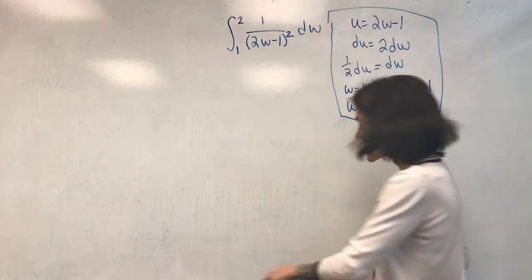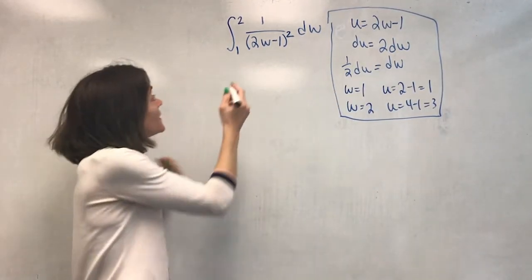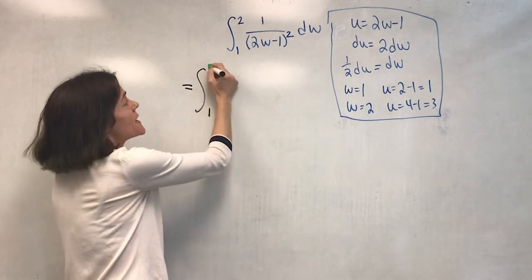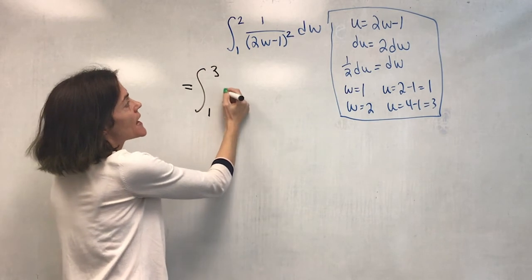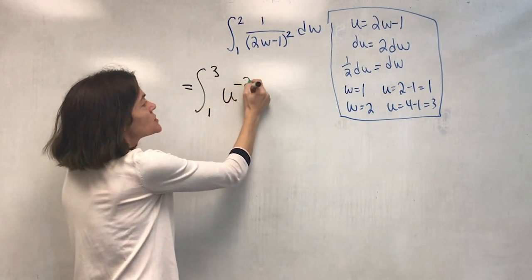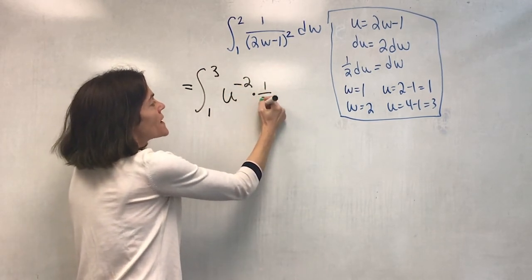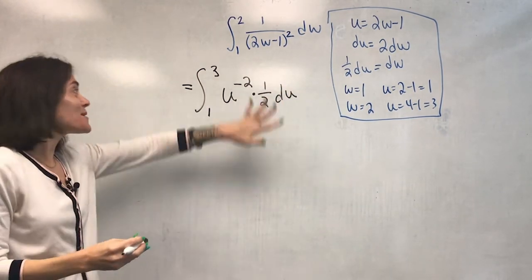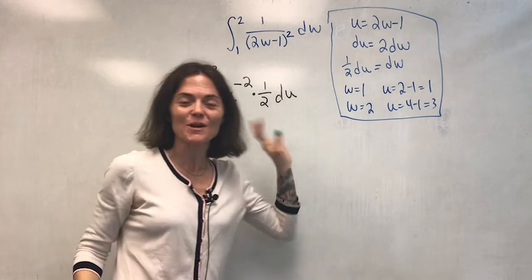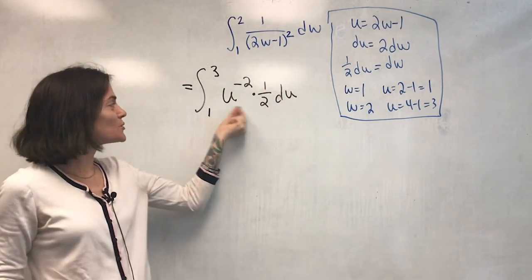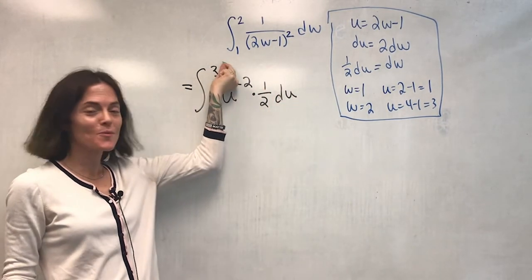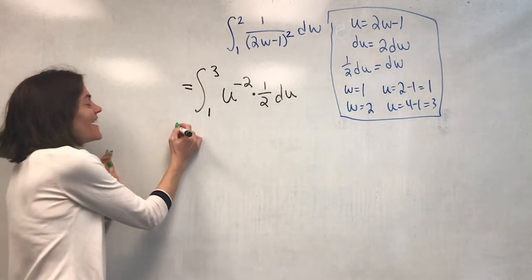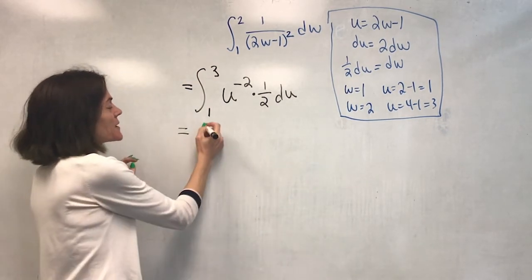This is all my work. Now, I have an integral. U goes from 1 to 3, and then I have a u to the minus 2 times 1/2 du. Every piece of my integral is now u. These are u bounds. I have no w's anywhere. Okay, then here we go.